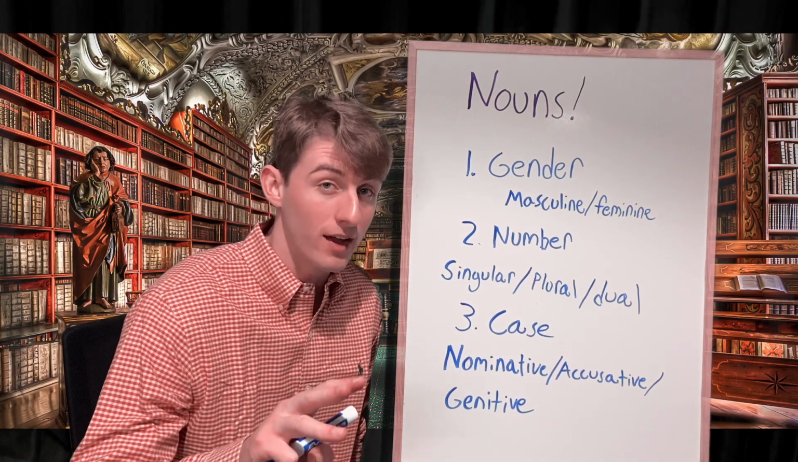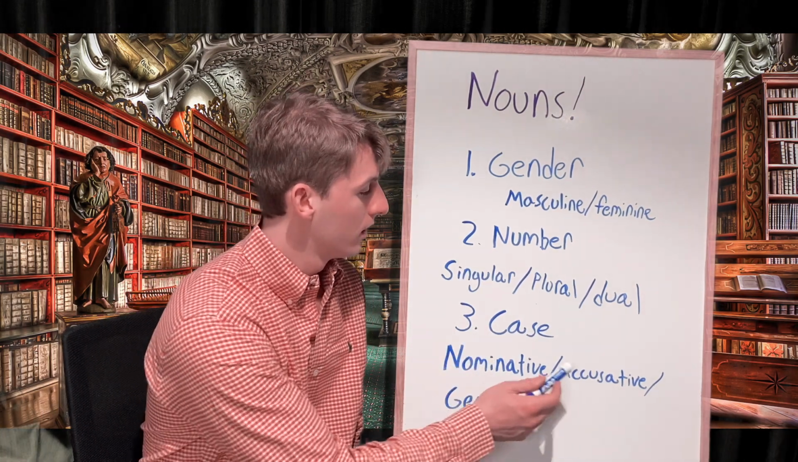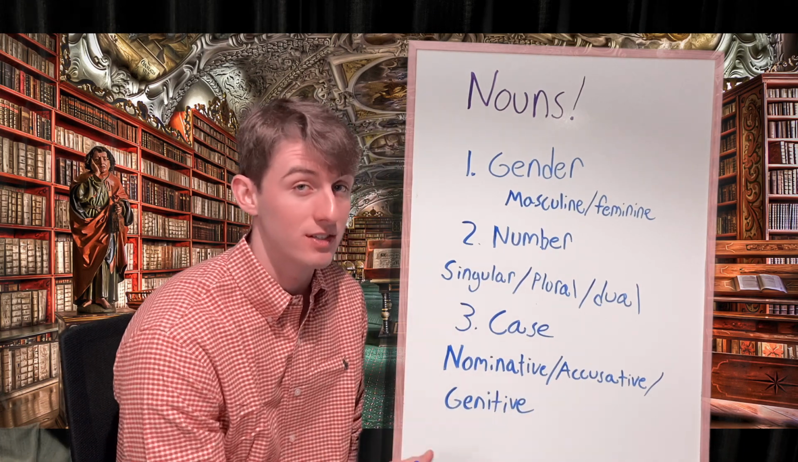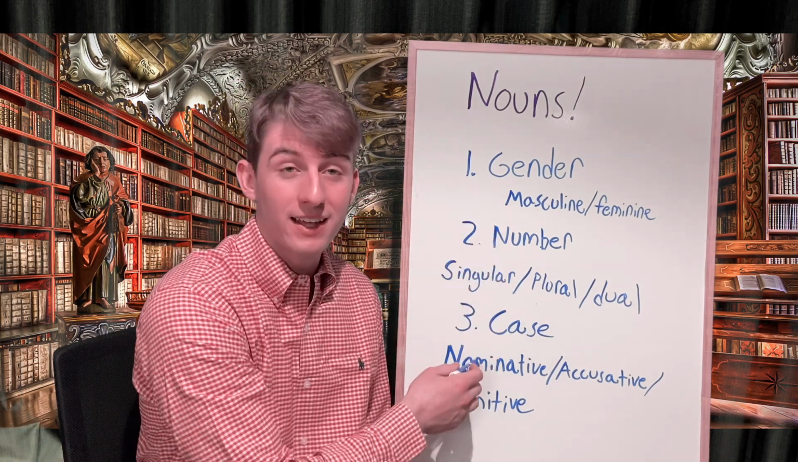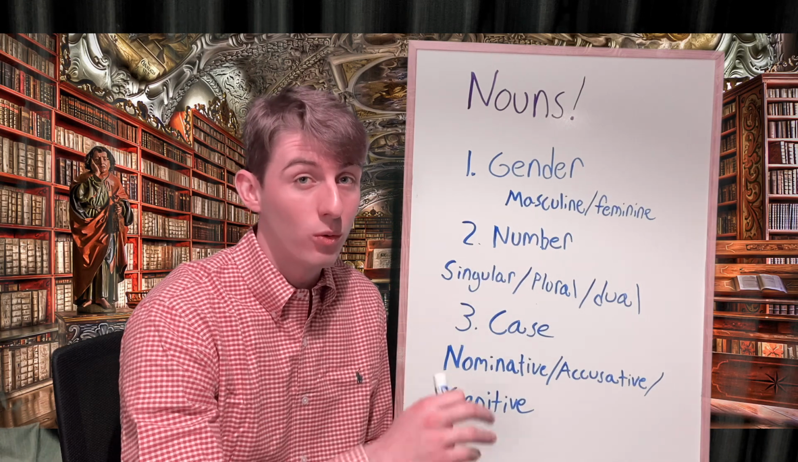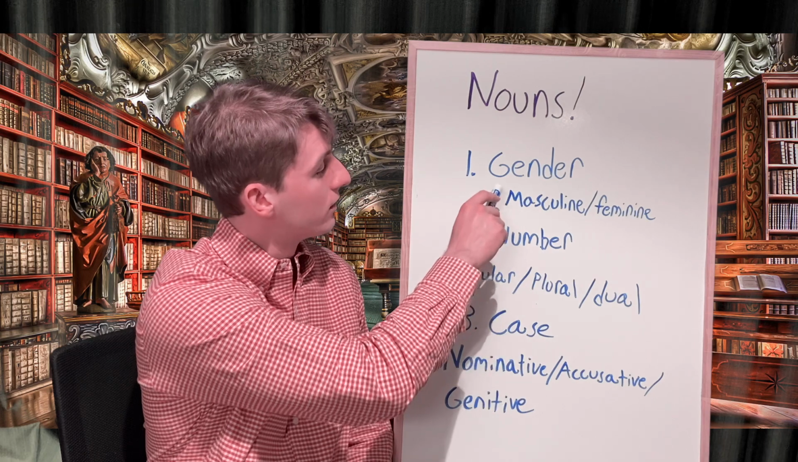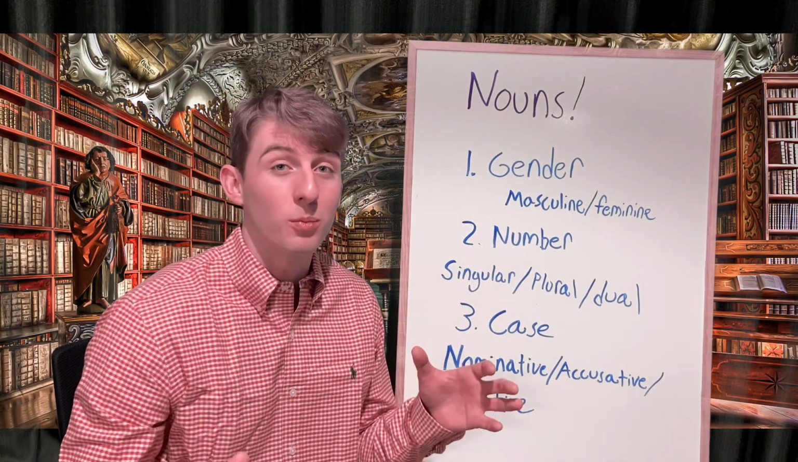And the third part of nouns is case. Nouns can either be written in the nominative, accusative, or the genitive case. And we're going to talk more about this in just a second. Each of these three parts, gender, number, and case, affect how a noun was written. So when we're learning to translate, we're going to be able to identify different parts of the word in order to figure out the gender, the number, and the case, which is going to tell us how this noun agrees with other parts of the sentence.